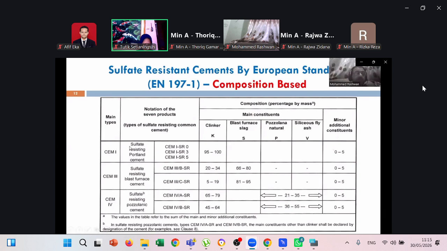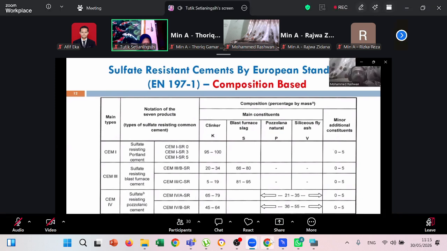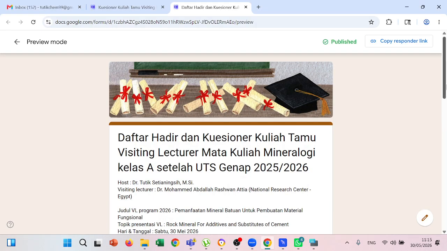C2 or C3 is sulfate-resistant blast furnace slag cement. And finally, C4 is sulfate-resistant pozzolanic cement. In this type there are 2 subdivisions, ASR and BSR. And the amount of C3A in these two subdivisions must not exceed 9%.